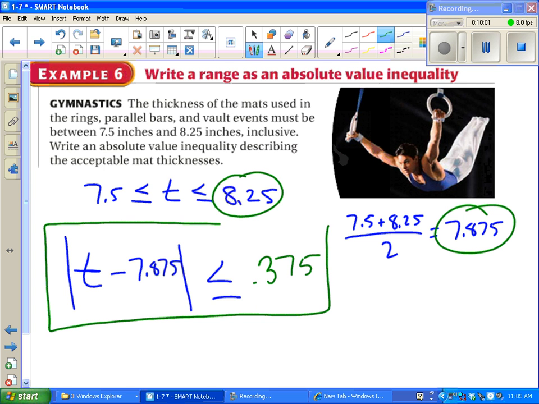And we're done. What this really says is if we measure the thickness of the mat and subtract it from 7.875, and then take the absolute value of that number, we'd better get a number smaller than 0.375 inches. If not, we don't have the correct thickness of a mat for the event.